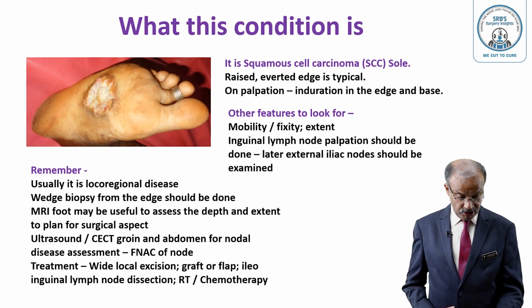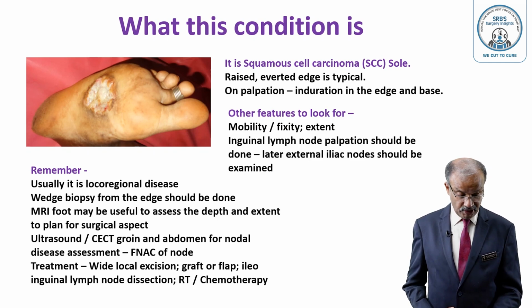Wedge biopsy of the edge is important, minimum 2 you have to take. MRI of the foot is very essential here, for the deeper plane, to find out whether bone is involved or not. If it is, you may have to do amputation. To identify depth and extent, ultrasound and CT of groin and abdomen for nodal disease assessment should be done. You have to do FNAC.